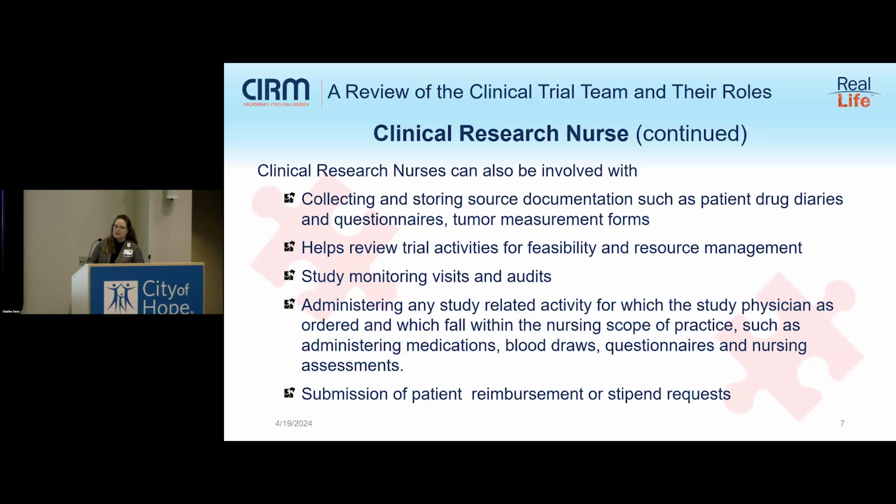And to the earlier point, we do want to make sure that the patient understands that when they go on a trial, that doesn't necessarily mean that they're never going to get a bill for anything. We do, as a CRN, need to make sure that we're educating our patients as to what the expectations are, what the study will pay for, what it will not pay for, and whether there's any kind of reimbursements or stipends.